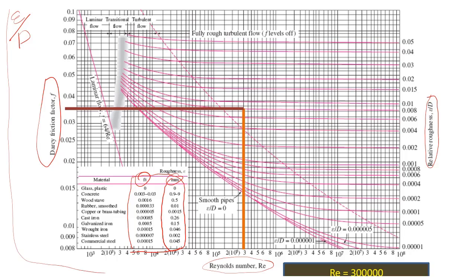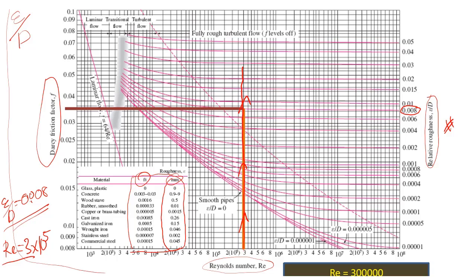For example, we have a Reynolds number equal to 3 times 10 to the power of 5, and a relative roughness of 0.008. First of all, you need to make a straight line from the Reynolds number. And then find the relative roughness. The number is 0.008, so it is here.